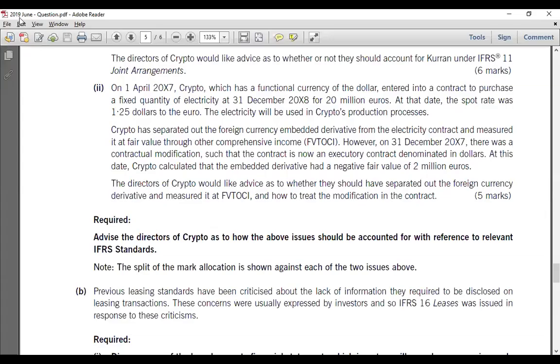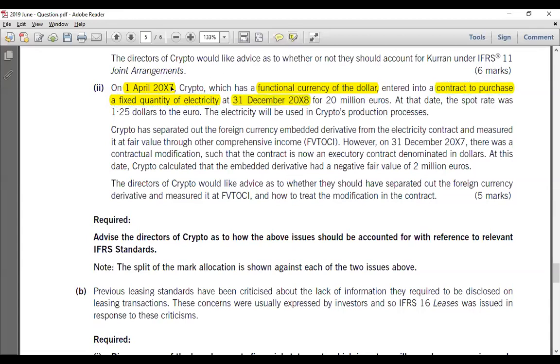So now we are solving June 2019 exam question, which was actually of the March, not exactly the June, but it was a hybrid paper. That's why it's March, June 19 and actually. So we have a question of 5 marks in this as well. It says on 1st April 20x7, crypto, which has a functional currency of the dollars, which means a local currency of dollars, entered into a contract to purchase a fixed quantity of electricity. So again, it's a contract to purchase electricity, and electricity is a non-financial instrument.